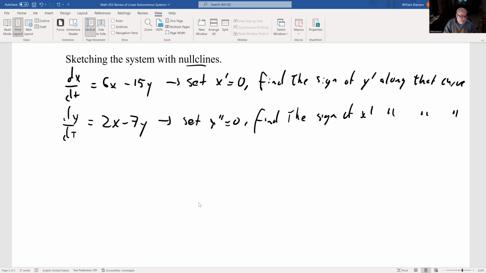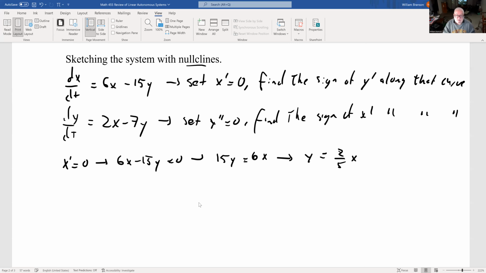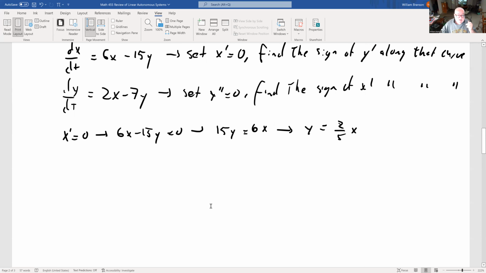So x prime equals 0 means that 6x minus 15y equals 0, which means that 15y equals 6x, which means that y equals 6 over 15, which is what, 2 over 5? Right, so that's the null cline, right? Along this line, no horizontal component to my velocity vectors. Okay, so what is the vertical component?